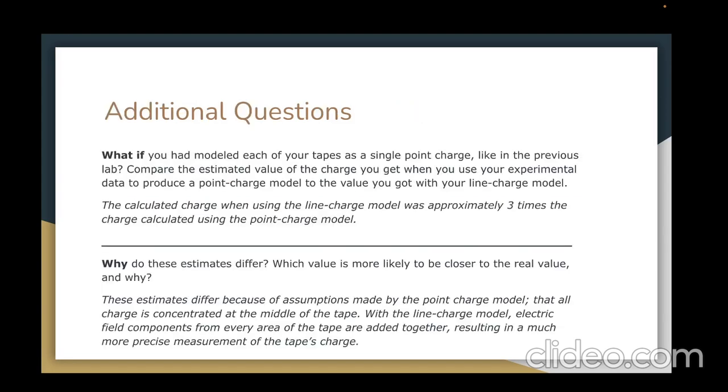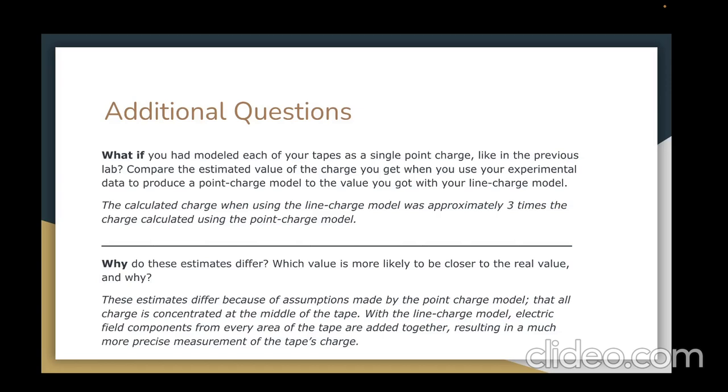Some additional questions. What if we had to model each of the tapes as a point charge? Compare the estimated value in that case in the point charge model to the line charge model. So the calculated charge using the line charge model was approximately 3 times the charge calculated using the point charge model. And then the second question asks, why do these estimates differ? They differ because of assumptions made by the point charge model that all the charge is centered in the tape. With the line charge model, electric field components are accounted for from every part of the tape, resulting in a much more accurate measurement of the total charge.